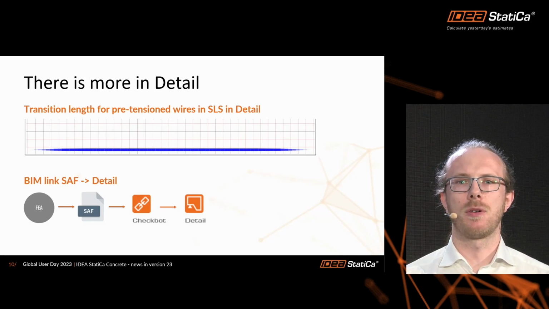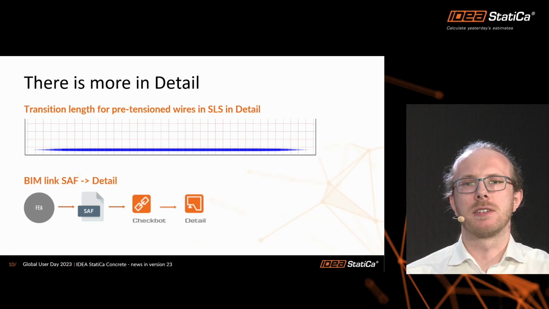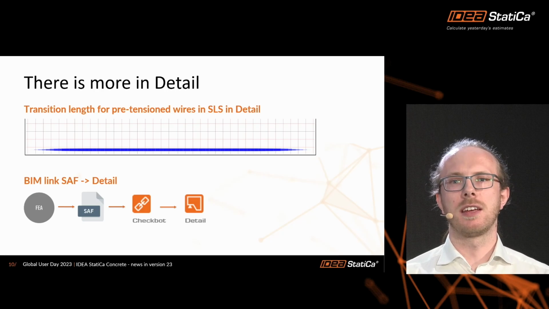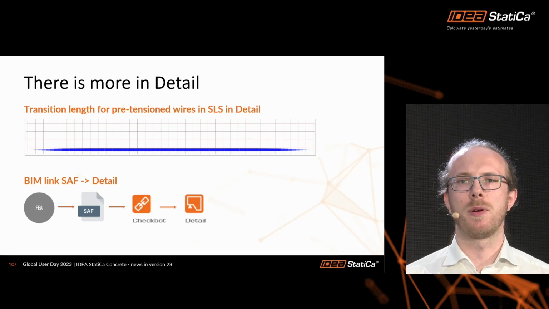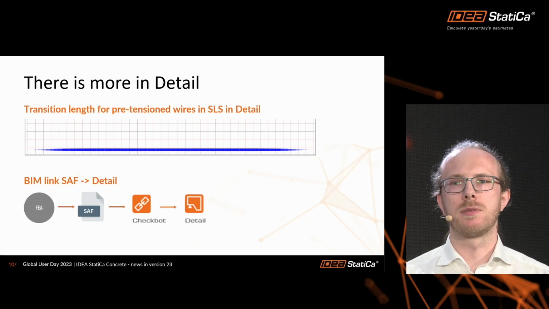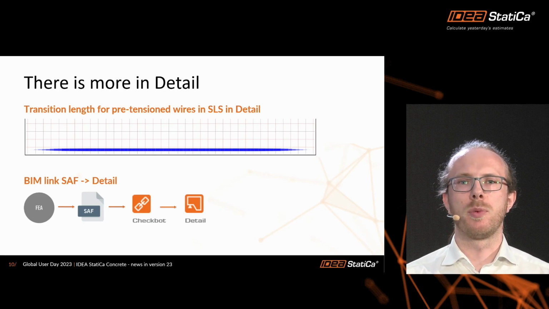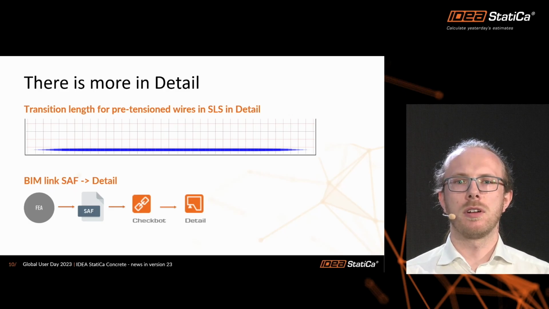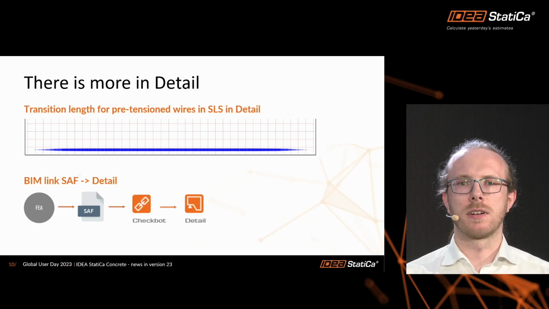And there is more. For the Detail application, we have included the transition length for pretension wires in serviceability limit states. It's actually another feature that helps you to avoid the stress peaks. It's because the stress is not applied in one point in the model anymore. It is applied gradually through the transition length.